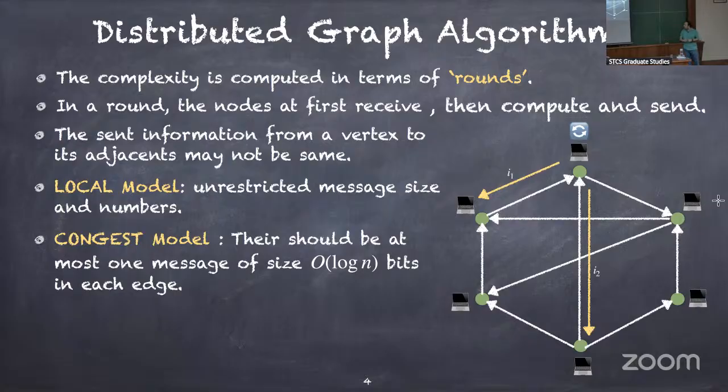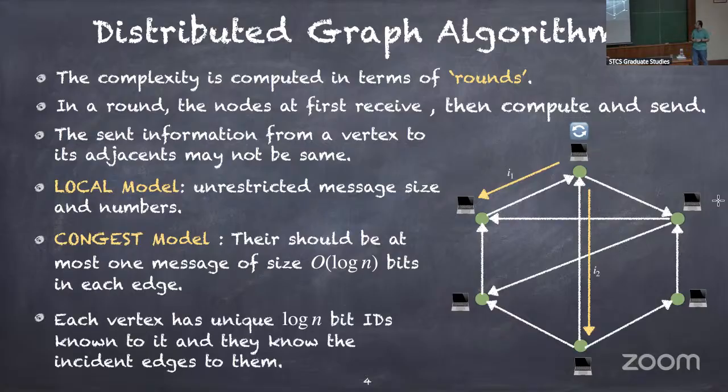So one message, and size is at most log n bits in each edge. We assume that each vertex has some unique log n bits ID known to it, and they know the incident edges to them. I will be talking about the initial knowledge a bit later also, but let's discuss one or two small distributed graph algorithms.